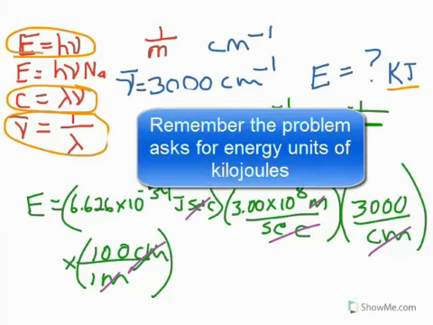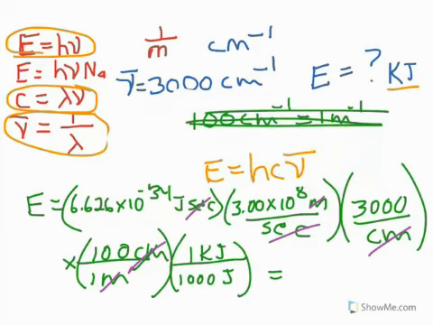Put my kilojoule to joule, 1,000 joules to 1 kilojoule, and I get, if I did my math right, 5.96 times 10 to the minus 23rd joules. There's an example with nu bar. For some of you that will be easier. I did all the algebra first.